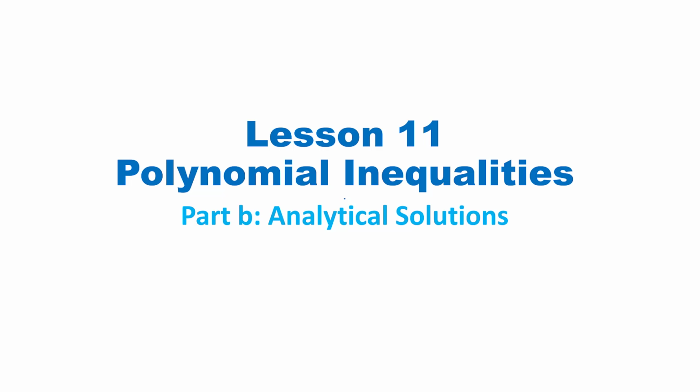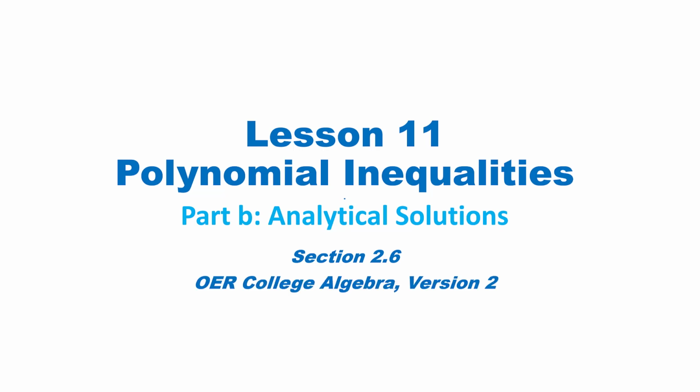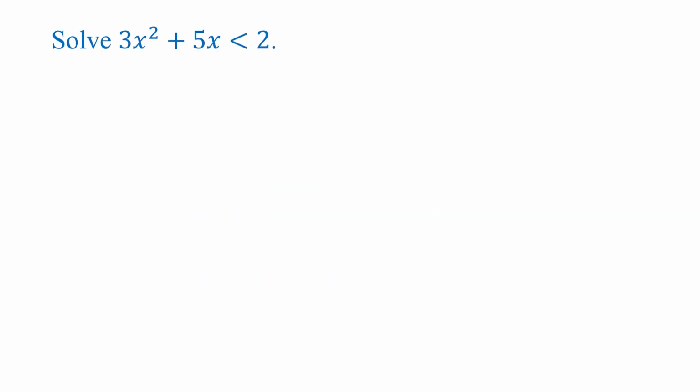In the second part of Precalculus Lesson 11, we look at solving polynomial inequalities analytically. This lesson is from section 2.6 in the College Algebra textbook, and I begin by solving 3x squared plus 5x less than 2. The first step would be to get a 0 on the right side of this inequality, so I will subtract 2 from each side. That gives me 3x squared plus 5x minus 2 less than 0.